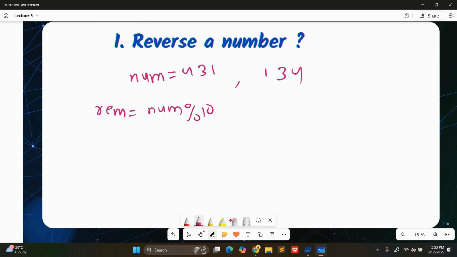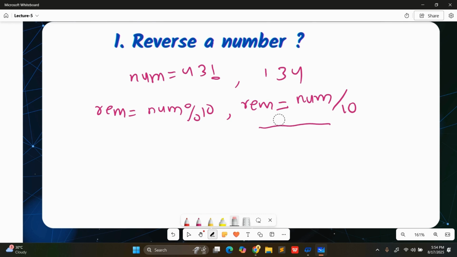I will get this last digit, but I have not removed this digit. How can I remove this digit? I can remove it by doing something like number divided by 10. I already told this in the previous lecture. If you are not getting this, it's very basic mathematics. After that, we know how to get the last digit and how to remove the last digit, so we are good to go.